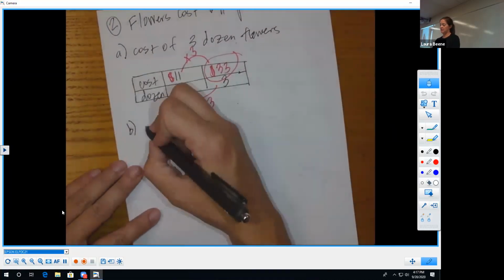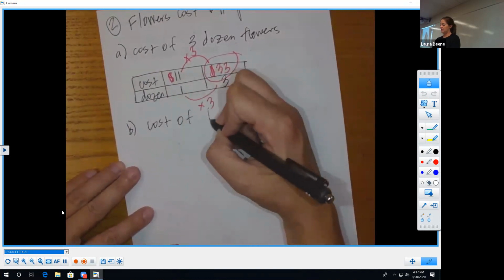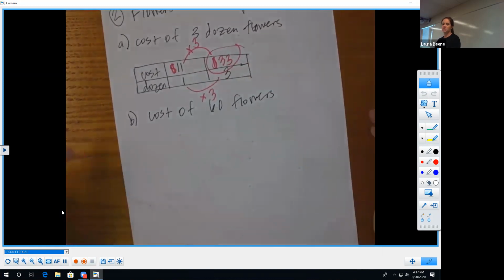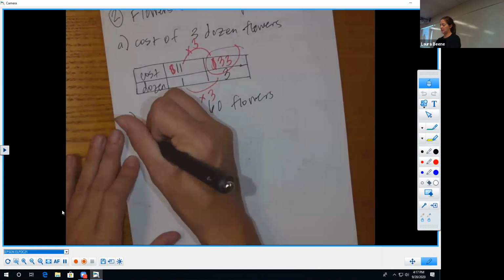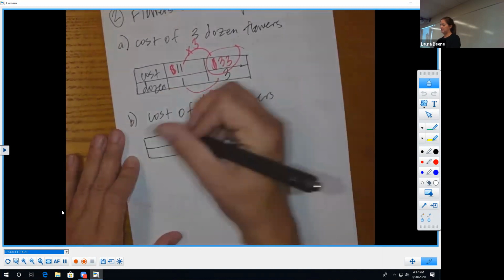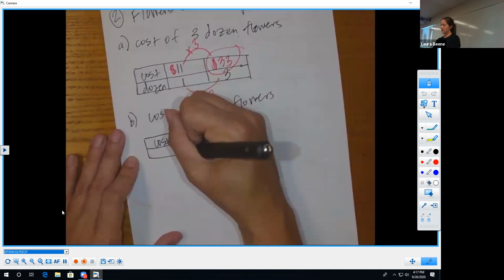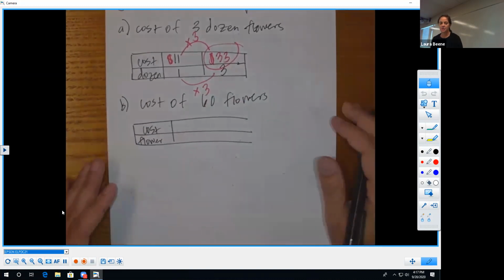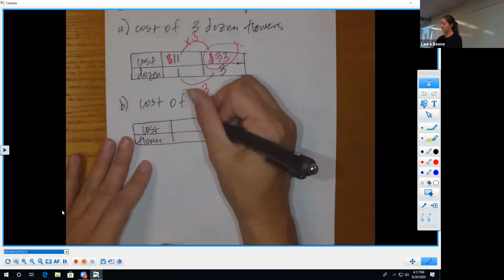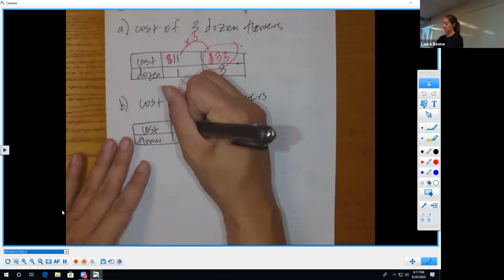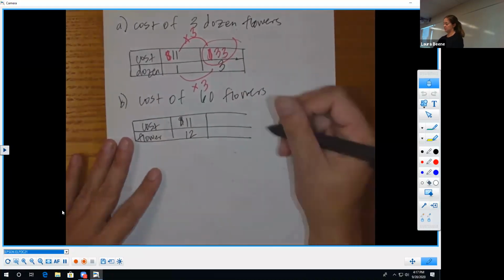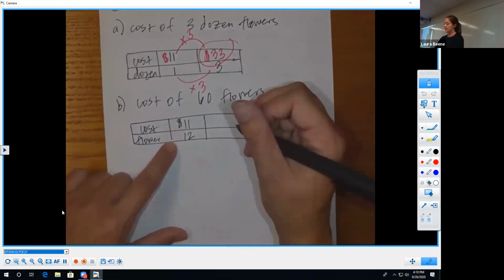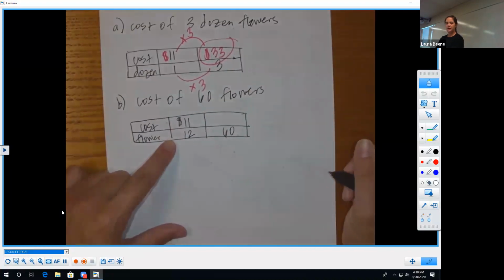Let's do the same thing, but this time let's find the cost of 60 flowers. When we make our table, instead of thinking about it as cost per dozen, let's think about it as cost per flower. You might say, I don't know how much 1 flower is. You're right, we don't, but we know that $11 is how much it costs for 12 flowers. So if it costs $11 for a dozen flowers, I'm looking to figure out how much it costs for 60 flowers.